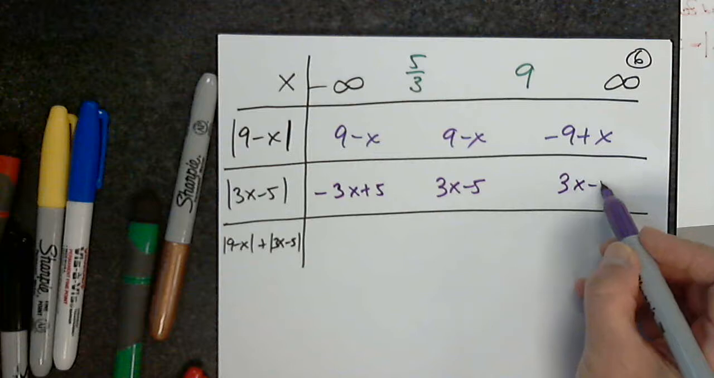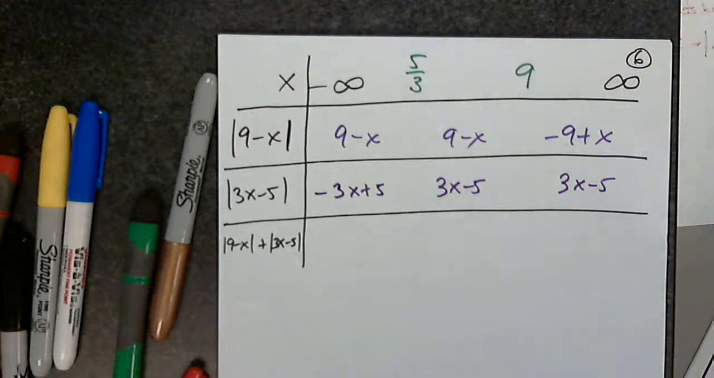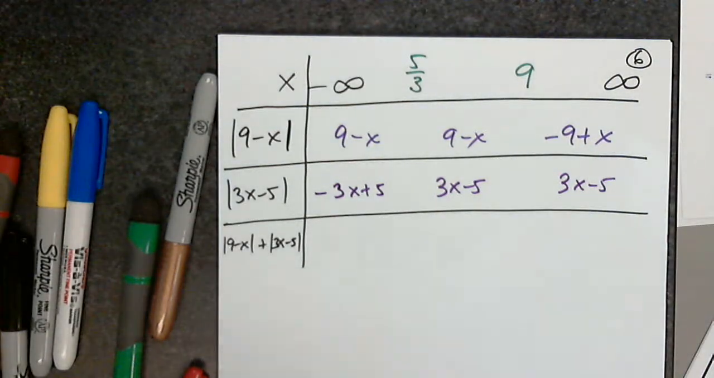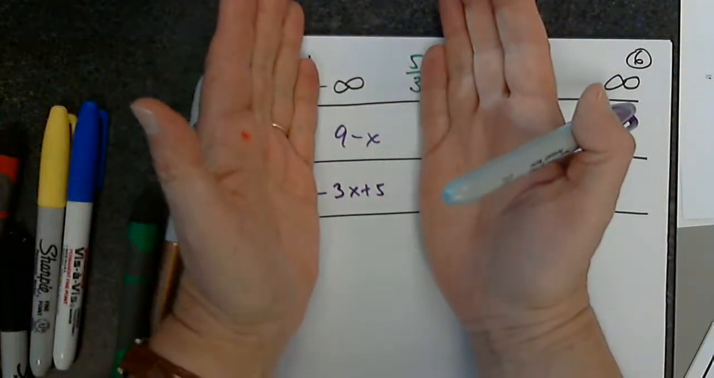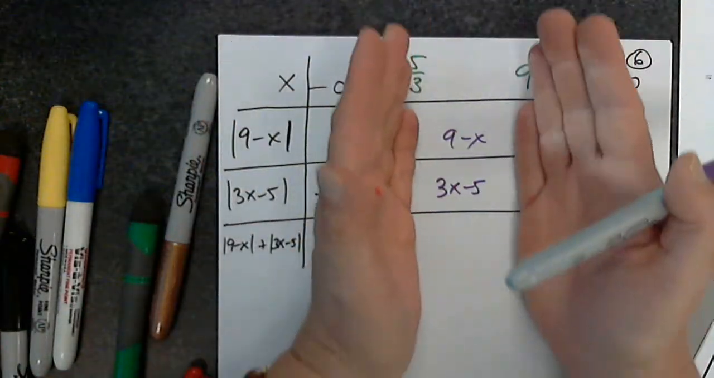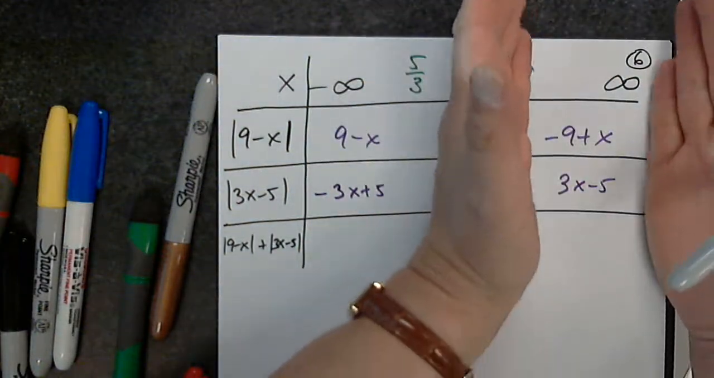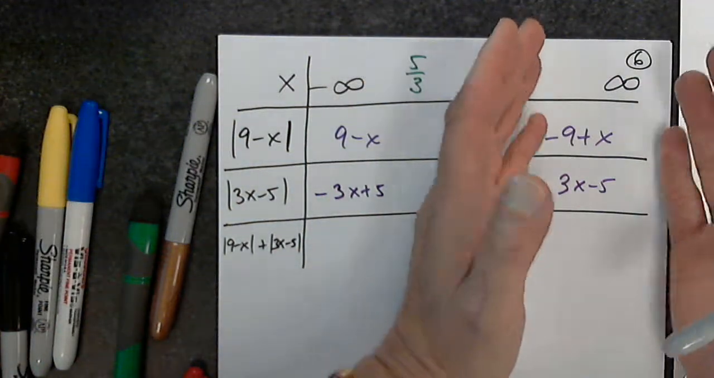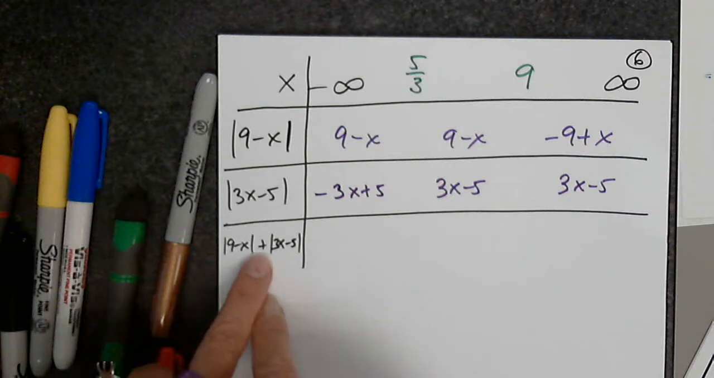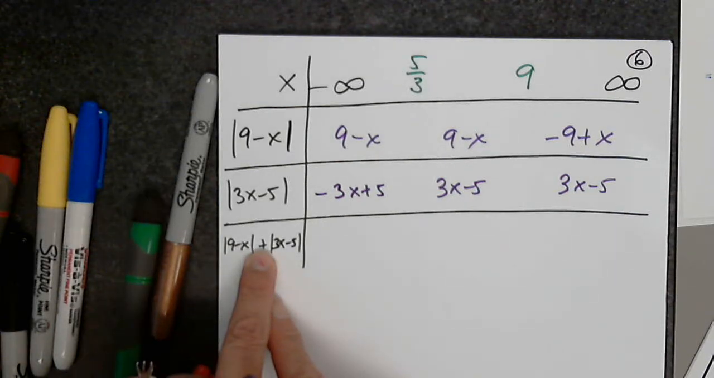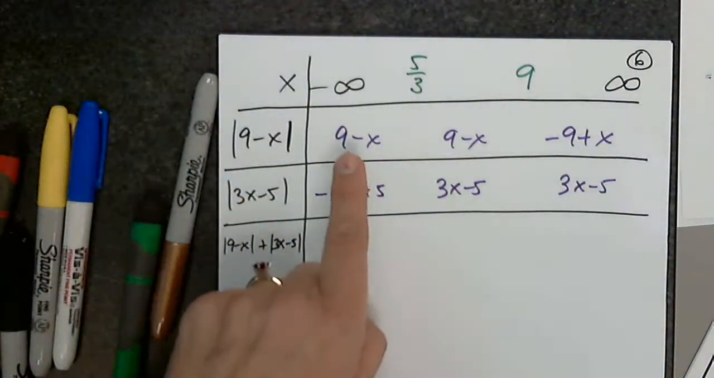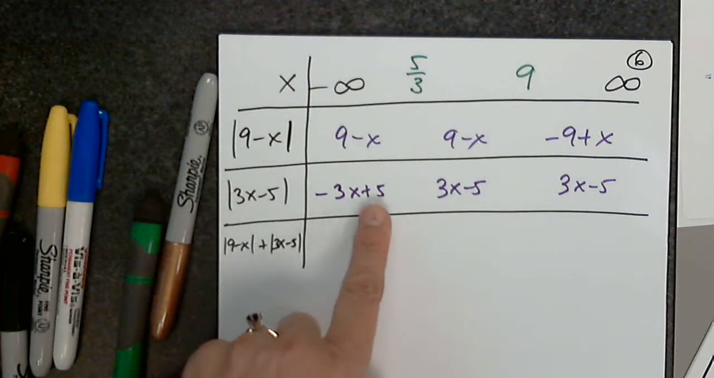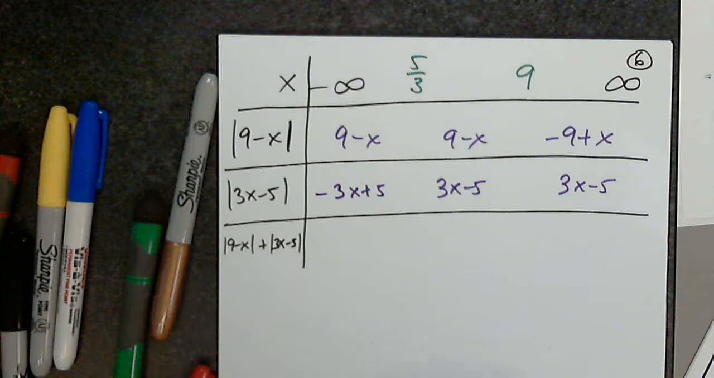Do you all agree? So now I see that I will have 3 different options because I have 3 different subintervals. This subinterval will give me an option, this subinterval will give me another option, and this one will give me another option. What am I doing with these? I'm adding them. So on this subinterval, I have to add 9 minus x to negative 3x plus 5 because that's what I'm told to do.